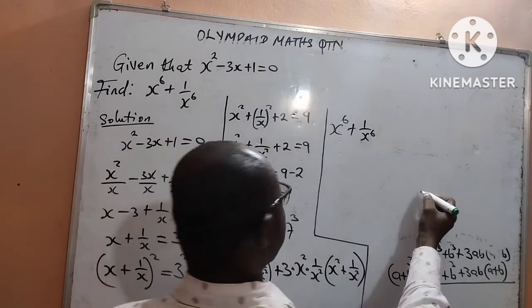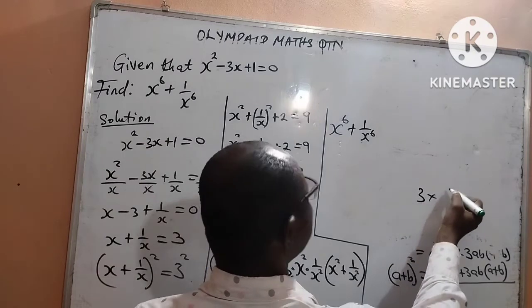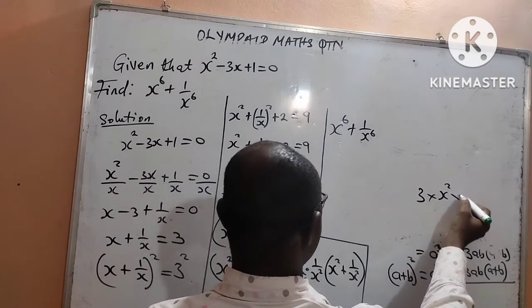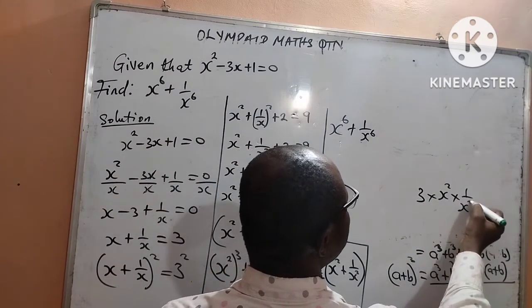Now, going by that, I shall now have next from here. You can see that what I have is 3 multiplied by x^2 multiplied by 1/x^2.